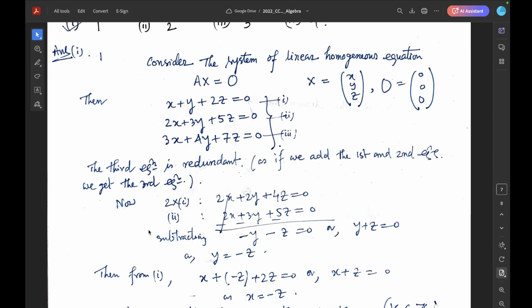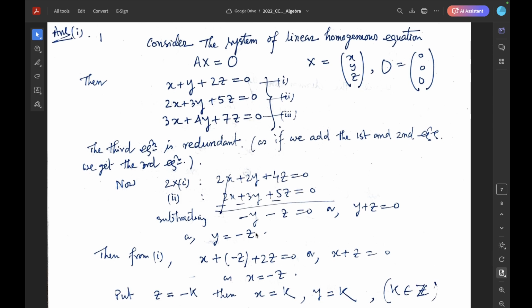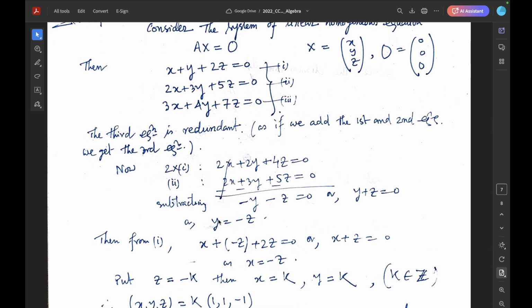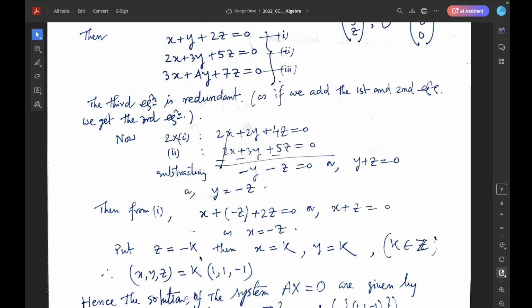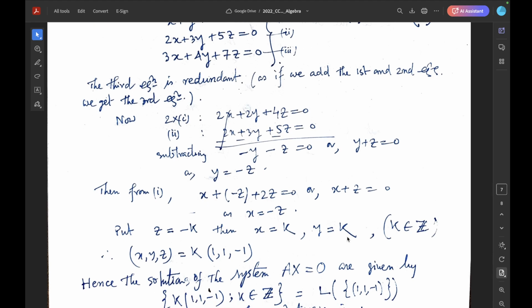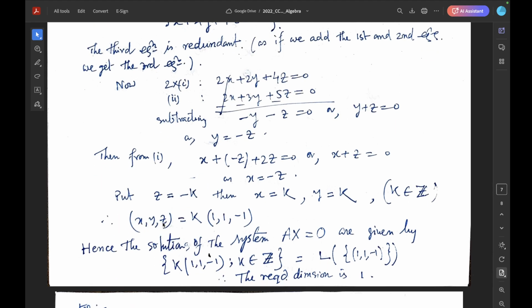Now multiplying the first equation by 2, we get 2x + 2y + 4z = 0, and from the second equation 2x + 3y + 5z = 0. Subtracting, we get -y - z = 0, that is y = -z. Putting this value of y in equation I, we get x - z + 2z = 0, or x + z = 0, or x = -z. So we put z = -k, k some integer. So x = k, y = k, and z = -k. So (x, y, z) = k(1, 1, -1).